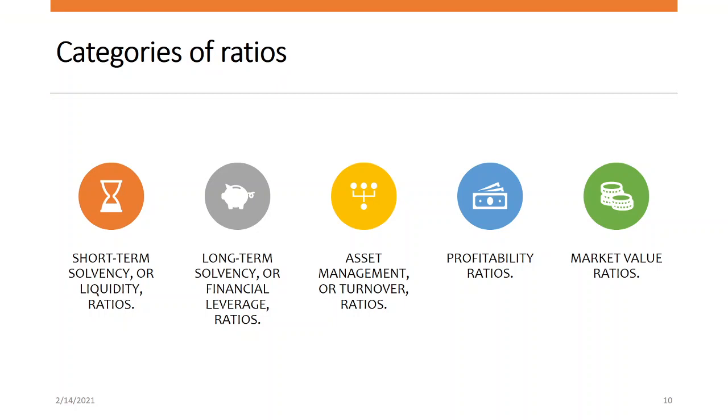So we have basically five categories of ratio. The first one is the short-term solvency or liquidity ratios. Then we have the long-term solvency or financial leverage ratios. We have the asset management or turnover ratios. We have profitability ratios, and we have market value ratios. We'll look at each of them one by one, then we'll go to our Excel and see how they are computed.